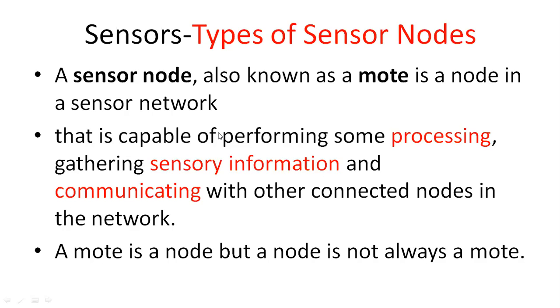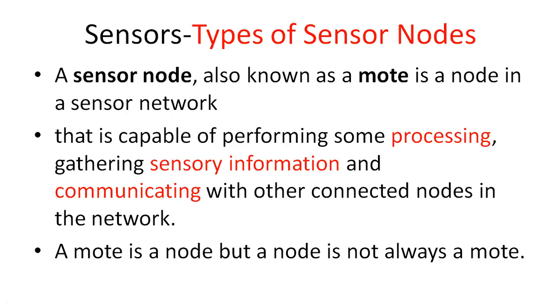And then what is the mote here? A mote is a node in a sensor network that is capable of performing some processing, gathering sensor information, and communicating with the other connected nodes in the network. It has the capability of processing. In order to process, you require some controller. That means this sensor node has a controller, and then sensing capability. Sensing capability means retrieving the physical information from the environment, and then it communicates with other connected nodes in the network.